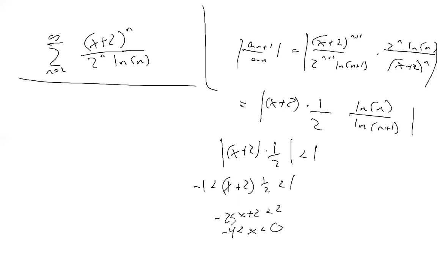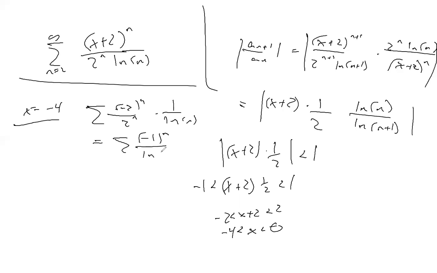Now I need to test the endpoints of my interval. Let's try x equals -4. When I plug that in, my series becomes -2 to the n over 2 to the n times 1 over ln of n. So that becomes -1 to the n over ln of n. This is a convergent alternating series, right? Convergent by the alternating series test. So I want to include that point. Again, I need to check the conditions for the alternating series test.